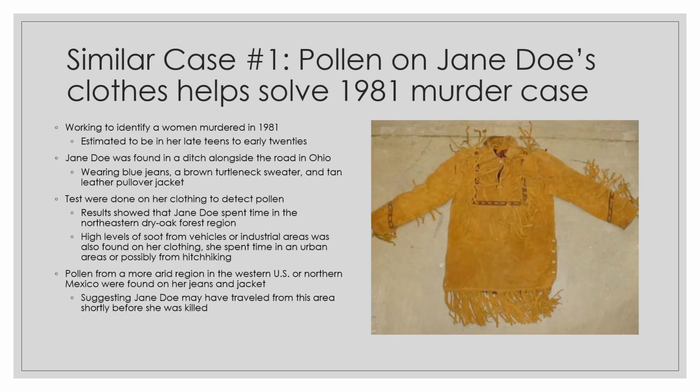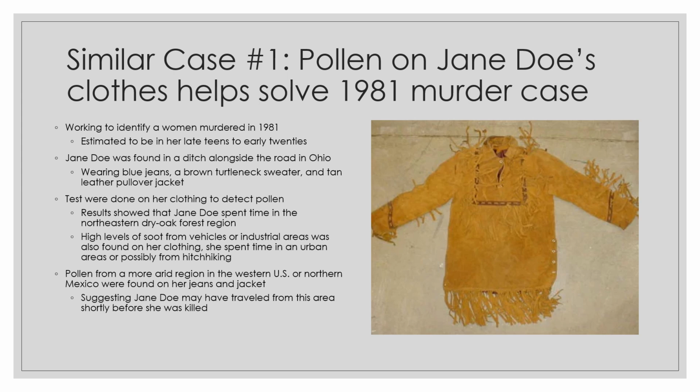The first similar case that we found comes from a Jane Doe case back in 1981. They were working to identify the woman, and she was estimated to be in her late teens to early 20s. She was found in a ditch alongside the road in Ohio wearing blue jeans, a brown turtleneck sweater, and this tan leather pullover jacket that you can see pictured to the right.